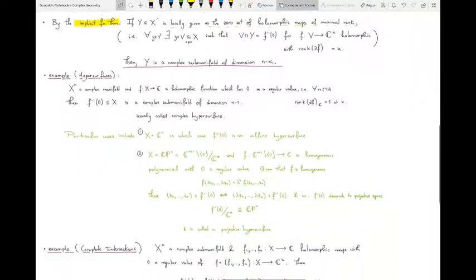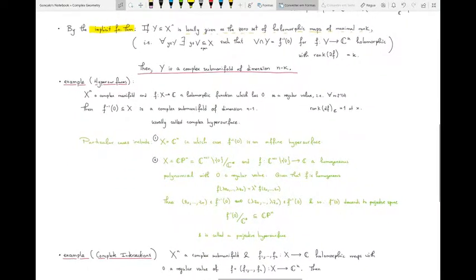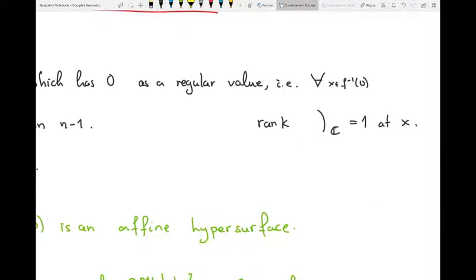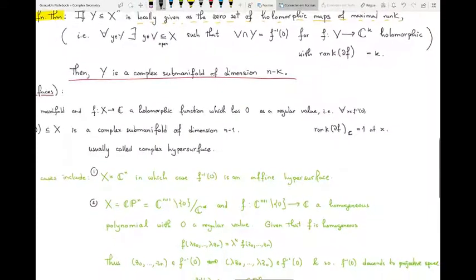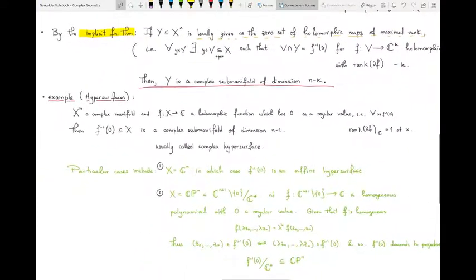Okay, so an example of this is the case of hypersurfaces. If you pick a complex manifold and a holomorphic function from X to C, which has 0 as a regular value, so that means that the rank of df is equal to 1 everywhere, then the pre-image is a complex submanifold of dimension n minus 1. This is usually called a complex hypersurface.